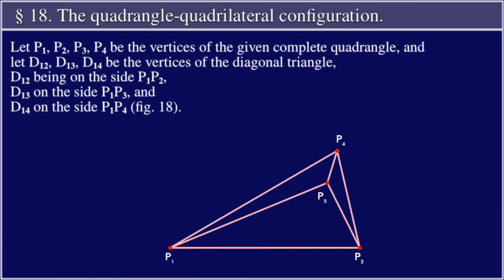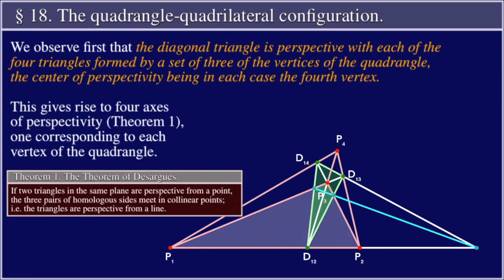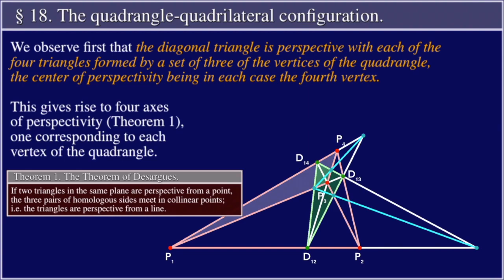Let P1, P2, P3, and P4 be the vertices of the given complete quadrangle, and let D12, D13, D14 be the vertices of the diagonal triangle, D12 being on the side P1 P2, D13 on the side P1 P3, and D14 on the side P1 P4, figure 18. We observe first that the diagonal triangle is perspective with each of the 4 triangles, formed by a set of 3 of the vertices of the quadrangle, the center of perspectivity being in each case the 4th vertex.